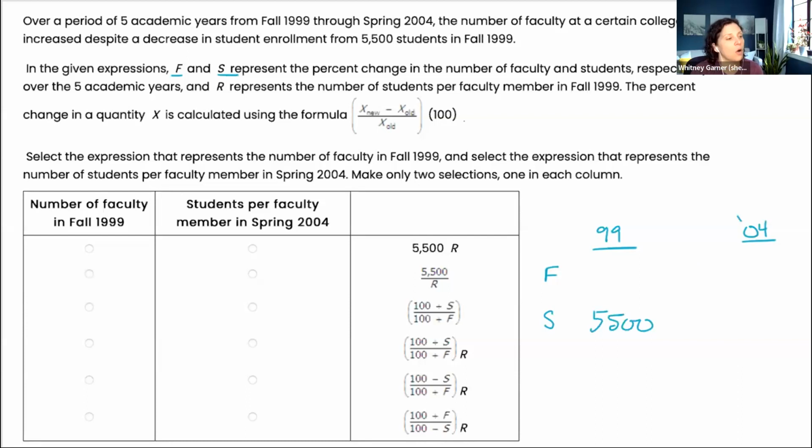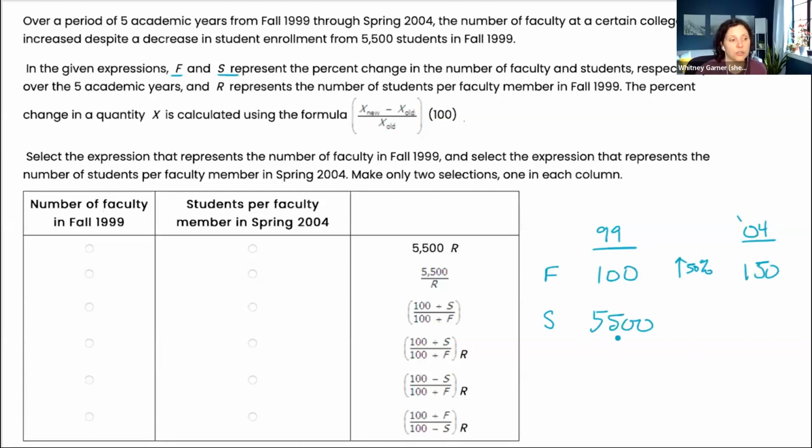Yeah. So I'm going to let faculty be something really simple, like 100. So let's say if faculty is 100 and the number of faculty increased, let's pick an easy increase. Let's say it increased by 50%. So I'm going to take it up 50% to 150.